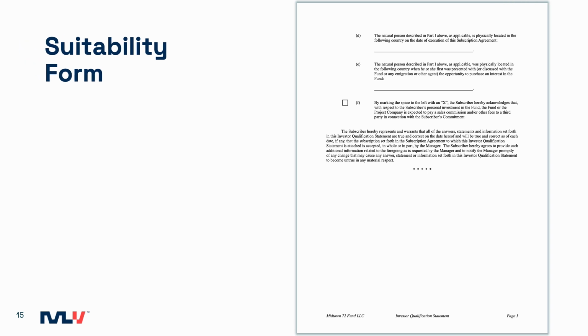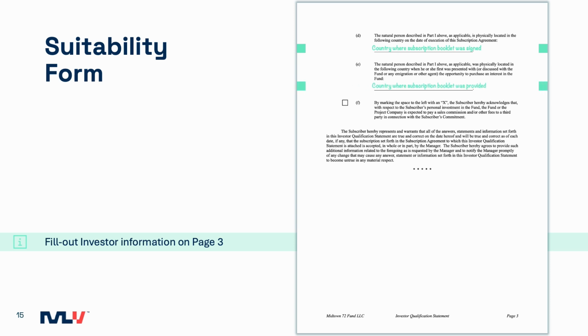On page 3, Part 2D, write the country where the subscription booklet was signed. Part 2E, write the country where the physical copy of the subscription booklet was provided. Part 2F, investors must check the box indicating the investor understands that the EB5 fund may pay fees to third parties in connection with their subscription to the fund.